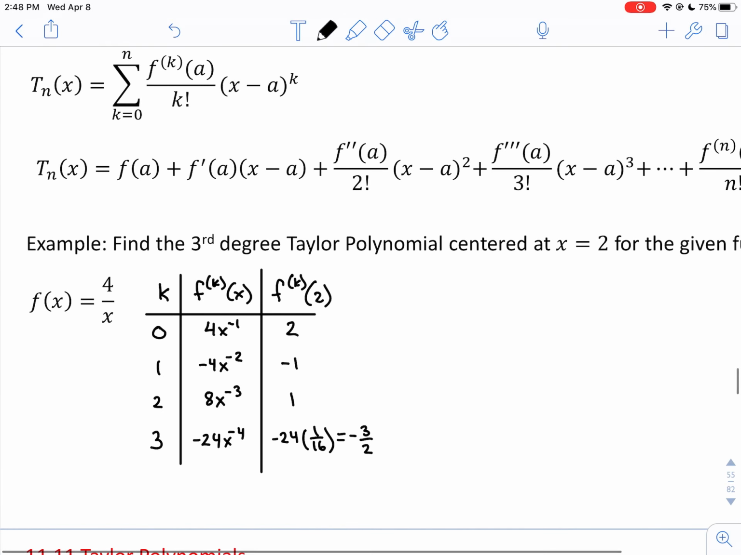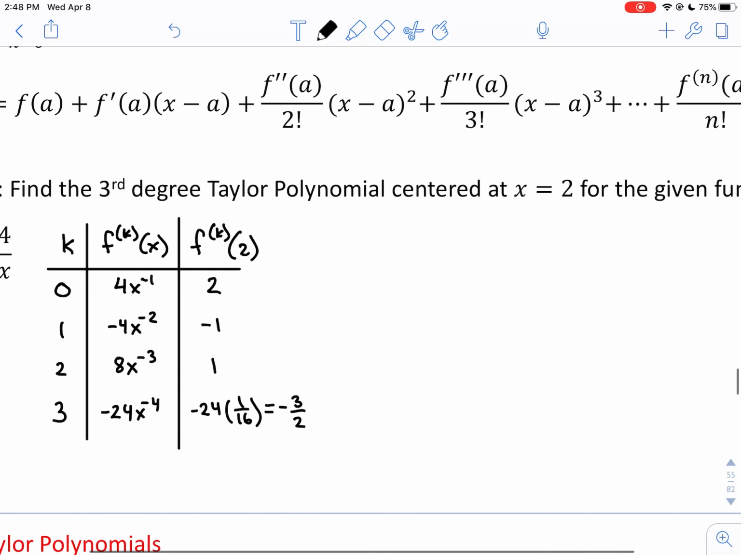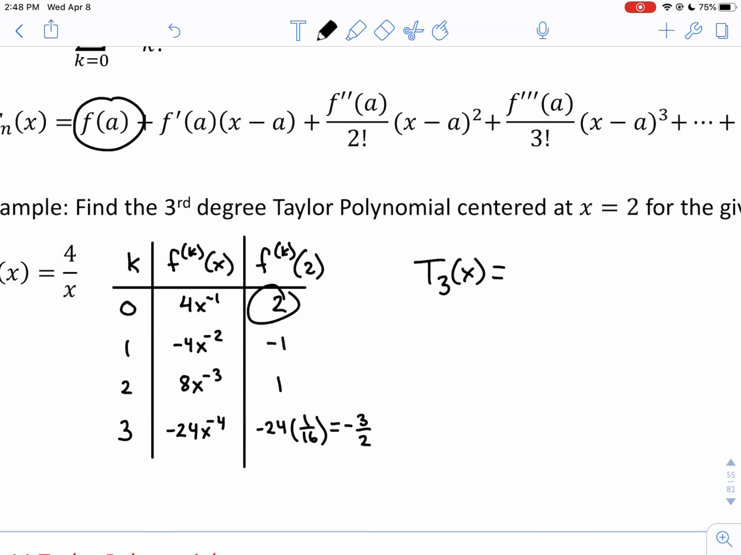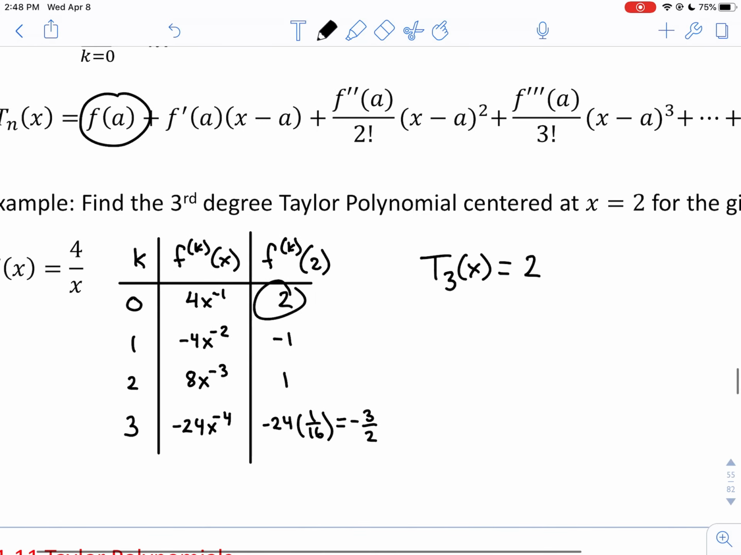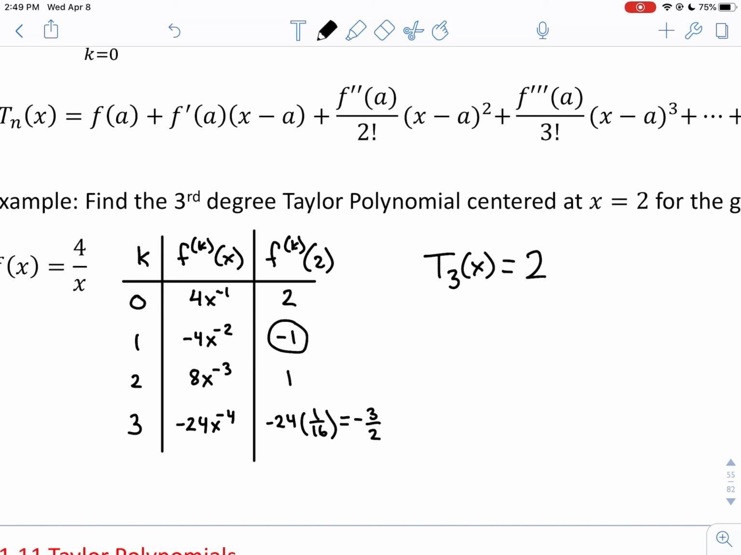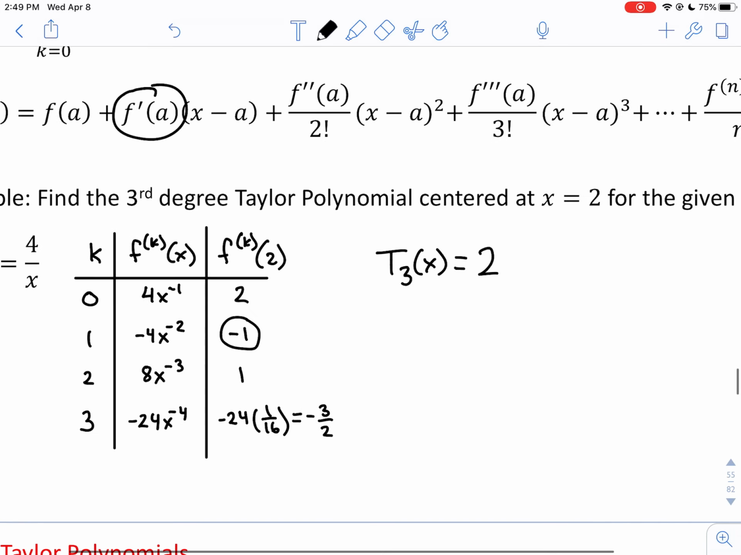These numbers I just found are going to go into these positions. All right, so we have T sub 3. This 2 right here goes into that position, so we just start with a 2. Next, we plug this negative 1 into this position right here. So this will be plus.